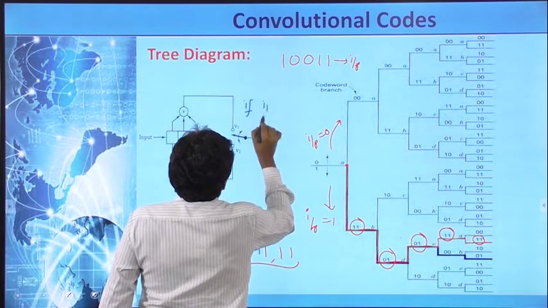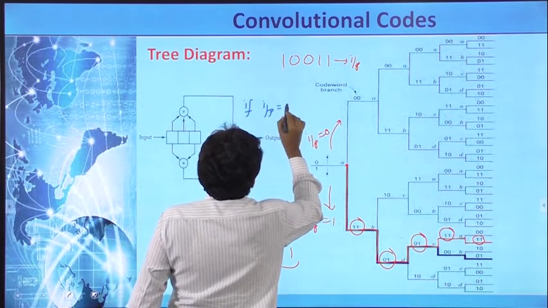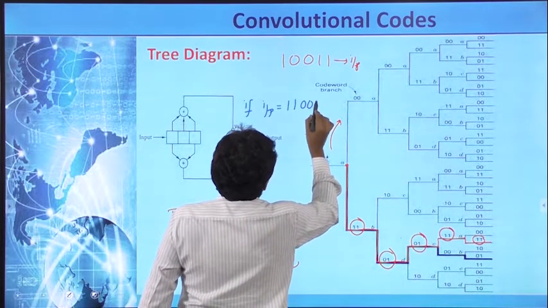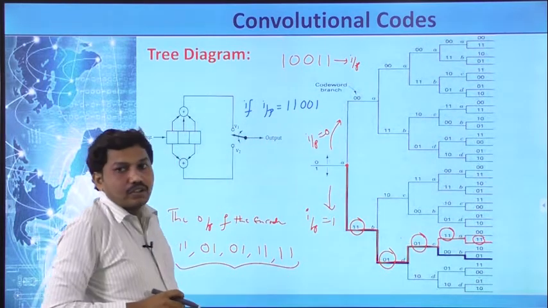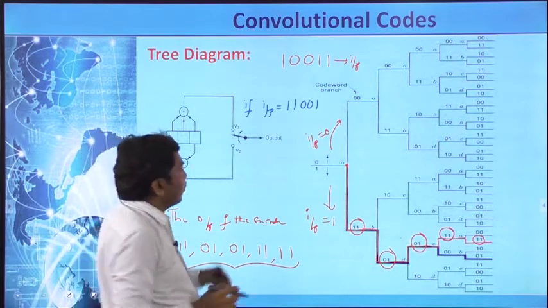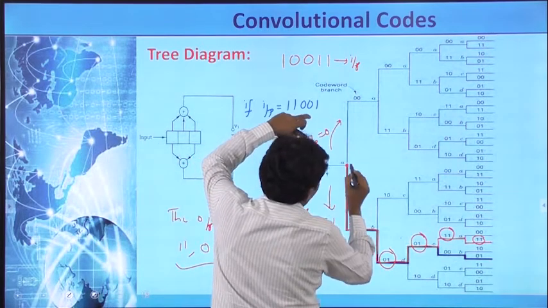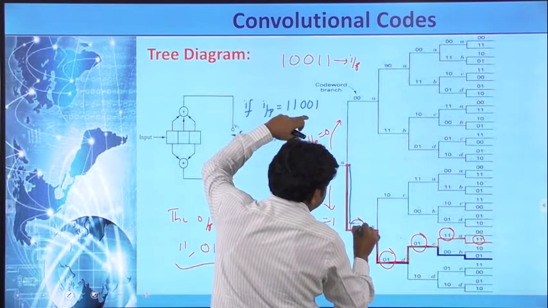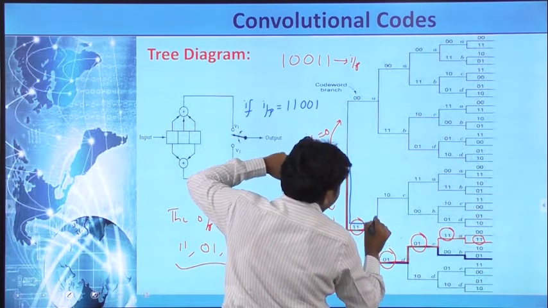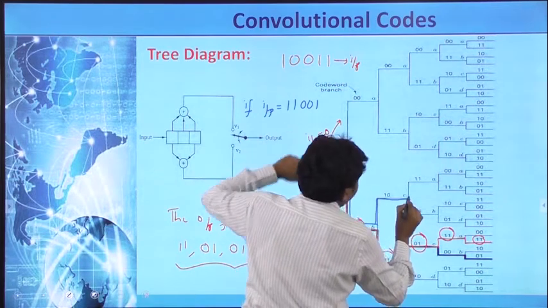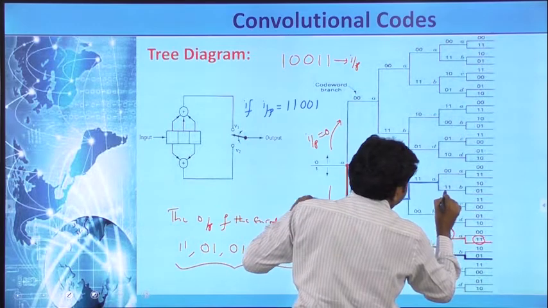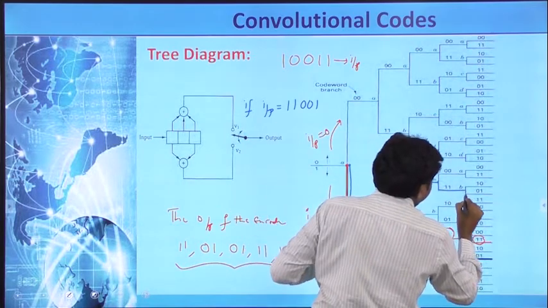if the input is 1 0 0 1 1. So the first one is 1. 1 means you can move from this node in the downward direction, that is this path. 0 means upward direction. Again 0 means upward direction from this node. 1 means downward direction. 1 means again downward direction.